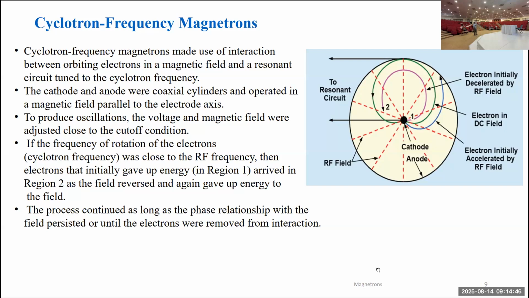In all these magnetrons, cathodes and anodes are coaxial, cylindrical, and concentric. This electron, which is performing a cyclotron motion in this magnetron, produces an RF field, and this process of producing the RF field continues until it hits back to the cathode or hits the anode.